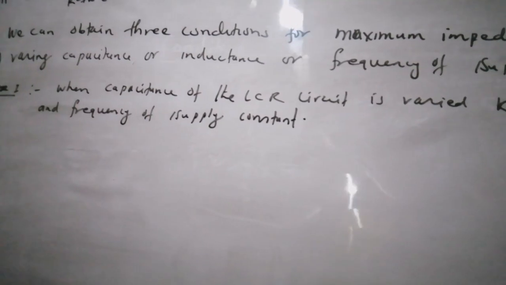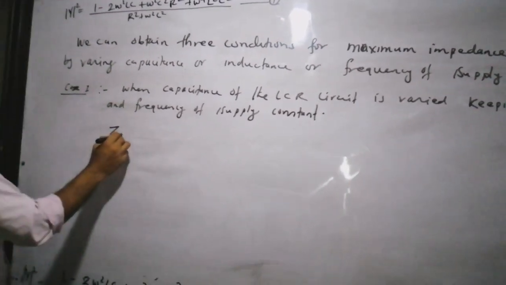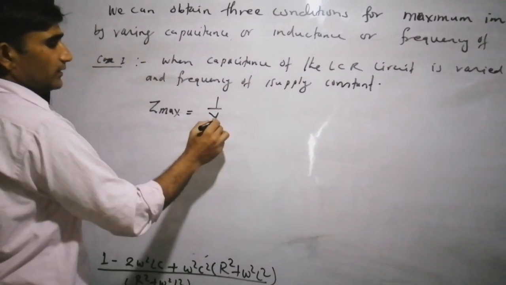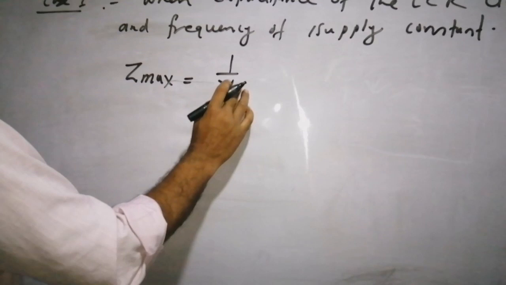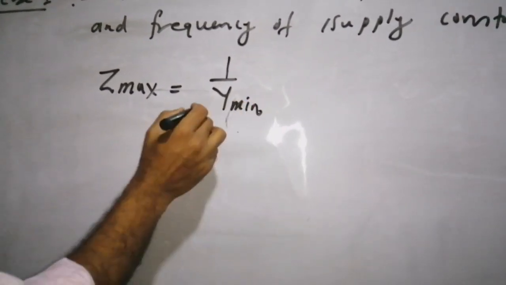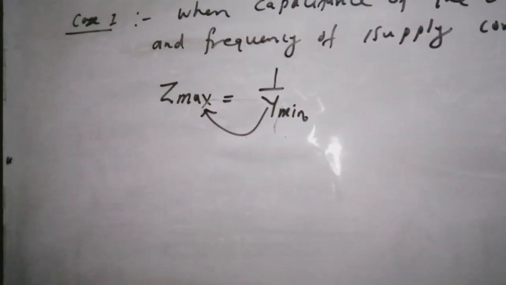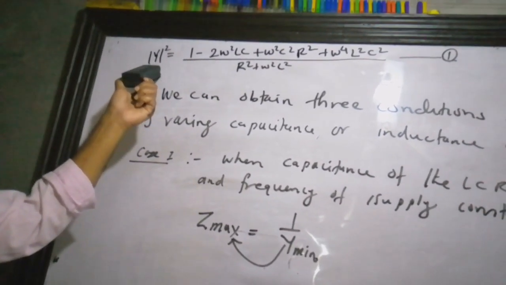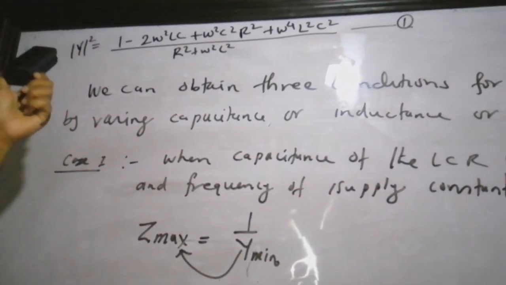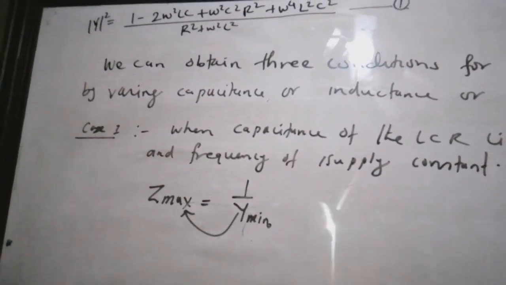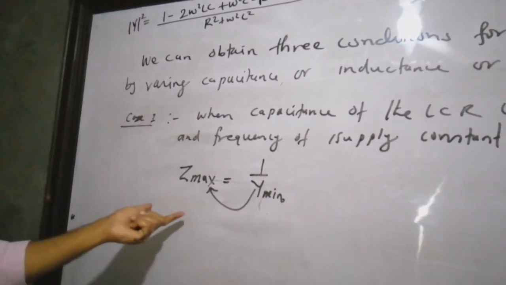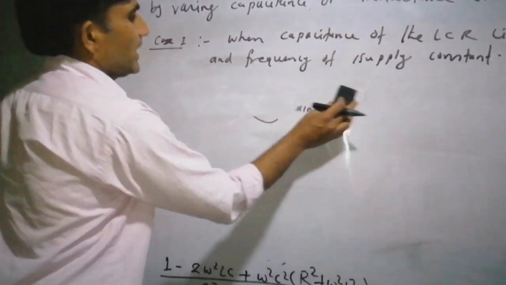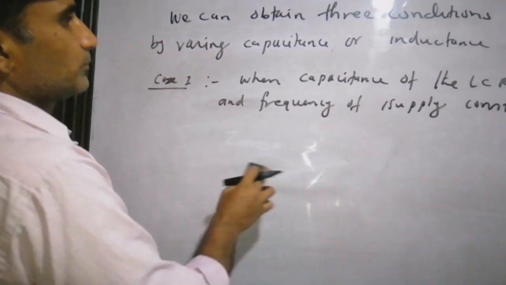So we want to get the maximum value, we want to get Z max. Z max is 1 by Y, this admittance. So if I get this value minimum, then only I can get this value maximum. So instead of finding the impedance, we'll take the derivative of admittance only, and we'll find the condition for minimal admittance. If minimal admittance we can get, then that condition will automatically be the condition of the maximum impedance. So in this case, I have to vary with respect to capacitance.